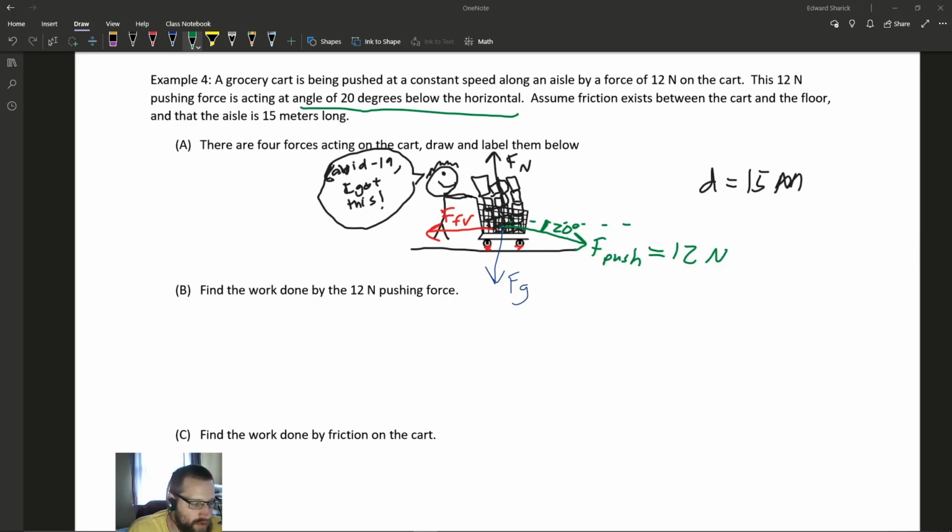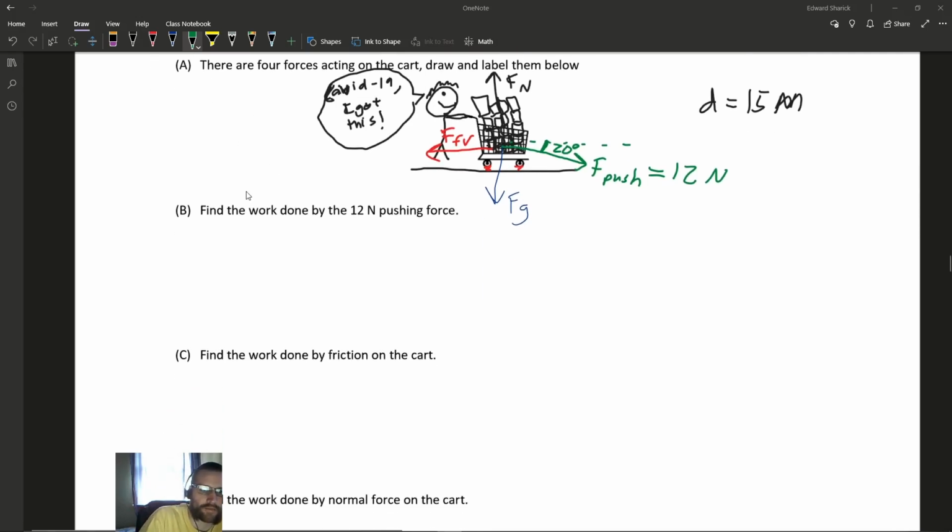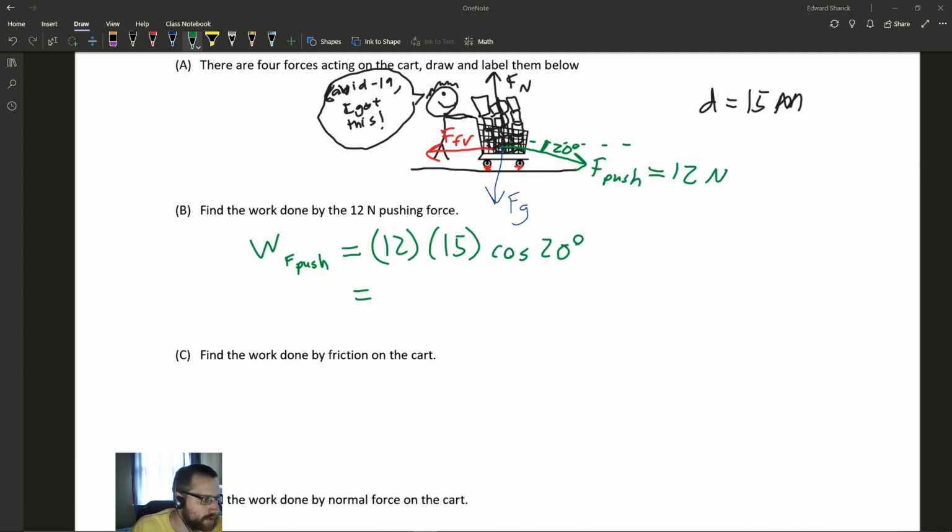It says, what's the work done by the 12 newton pushing force? And so again, you can think of this in two ways. You can think about it in terms of just the push force relative to the distance and use that 20-degree angle, or you can get the x component of it like we did before and then use the x component. Either way the math works out. I think it's easier probably just to think about it with the whole force. So the work done by the push force is equal to 12 newtons of the push force, distance of 15 meters, and then cosine of 20 degrees. And we can plug all that in, and we're going to get 169.1 joules for our answer for part B.